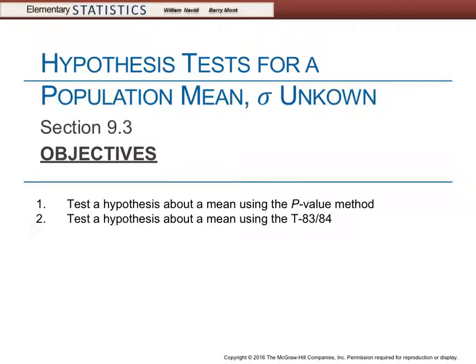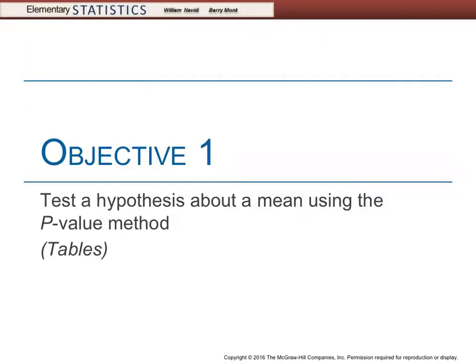In this section, we're going to be looking at the hypothesis test for a population mean where the population standard deviation is unknown. Our objectives in this section are to test the hypothesis about a mean using the p-value method, and to test the hypothesis about a mean using the TI-83 or 84. Here we're going to test the hypothesis about the mean using the p-value method when we do not know the population standard deviation.